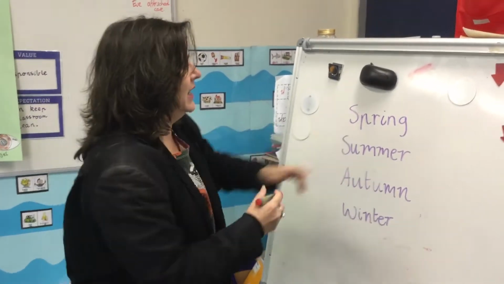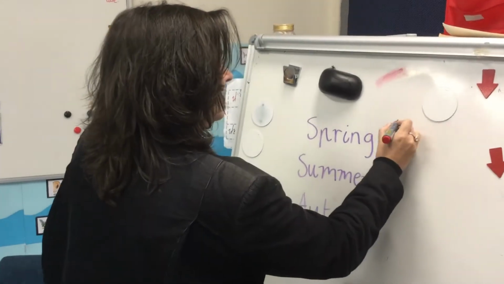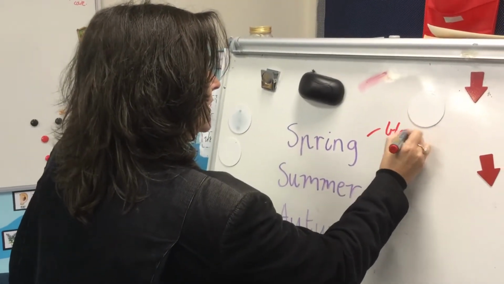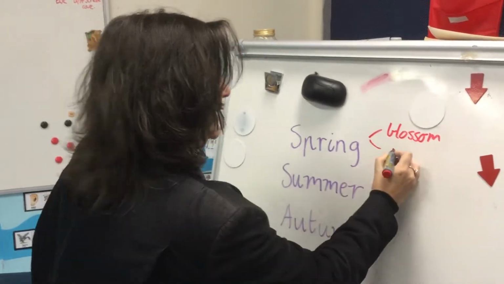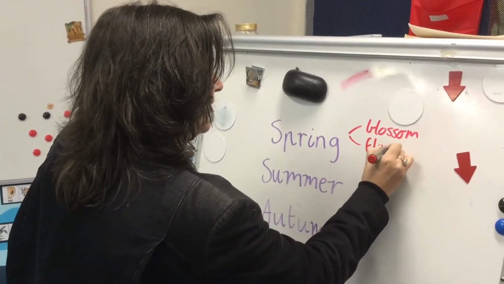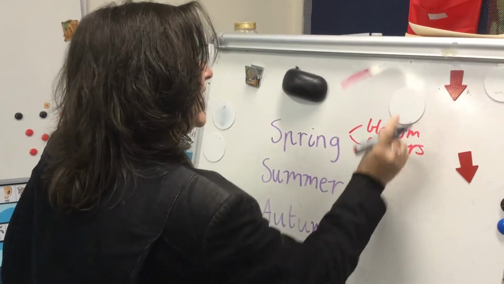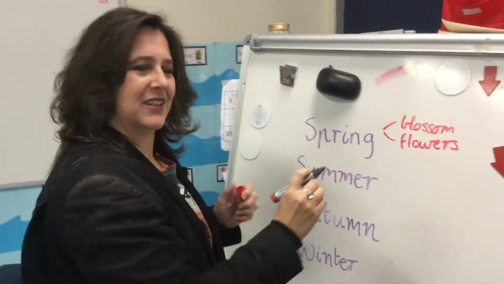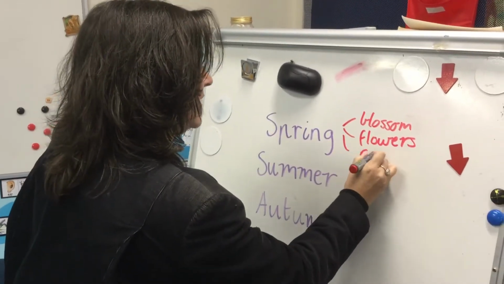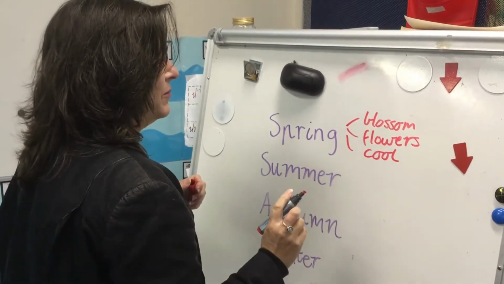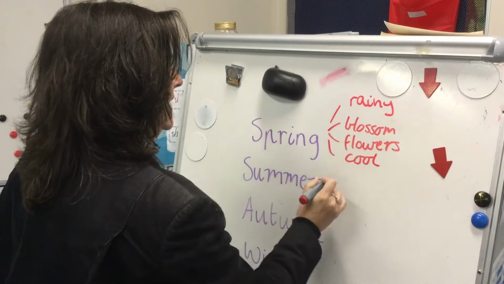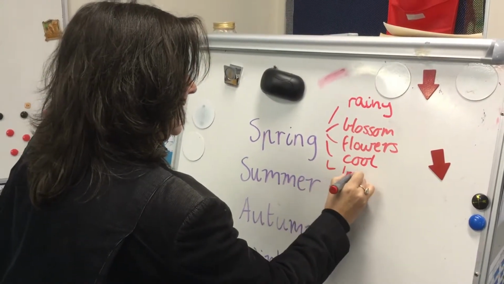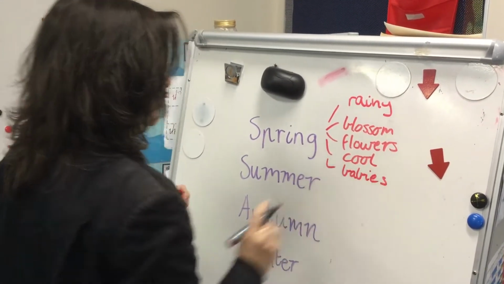Okay, that's when you have lots of blossom, like my cherry tree, Mrs. S. Yeah, like your cherry tree. Flowers. It's still cold though, isn't it? Yes. It's cool. Shall we say cool? Cool, yes. And rainy. Yes, definitely raining. A lot of rain in spring. And babies. Yes, babies. Baby animals.